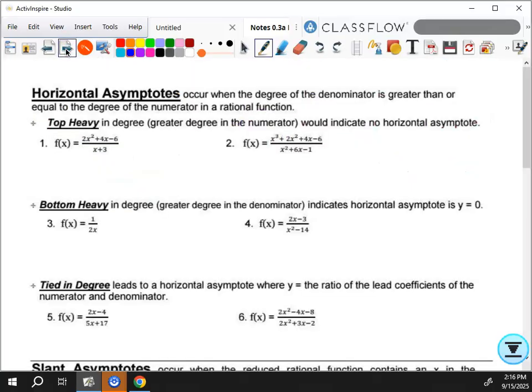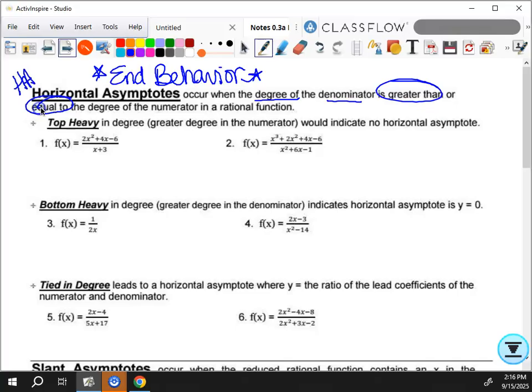Okie dokie. So now we're going to look at horizontal asymptotes. Horizontal asymptotes are connected to end behavior. So remember, we got all kinds of things going on in the middle. Vertical asymptotes is kind of what I would consider middle behavior, even holes. But your horizontal asymptotes, they're going out to the infinities, and what we care about is how our function is behaving around that asymptote when we're getting to the infinities. So these occur when the degree of the denominator is greater than or equal to the degree of the numerator.